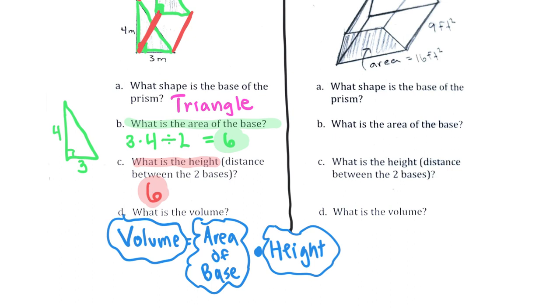So if we want to actually find the volume, we just go volume is equal to the area of our base, which is 6, multiplied by the height, which is also 6. So 6 times 6 is 36. And since this is a prism, or volume, it is in meters cubed.